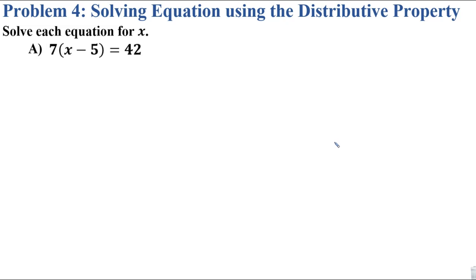Next thing we're going to do is look at solving equations using the distributive property. So let's show you what we mean by that. Solve the equation for x once again. And notice here the difference is I have a variable, I have an expression within parentheses. Remember what this means when I have 7 times parenthesis x minus 5, that means 7 times the quantity of x minus 5.